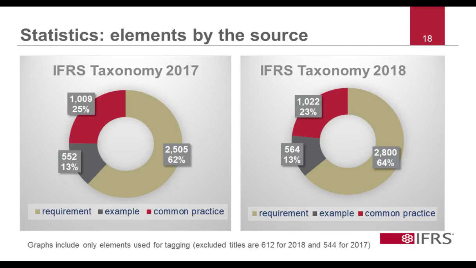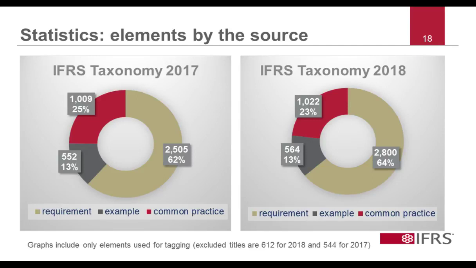In the 2018 IFRS Taxonomy, as you can see in the slide, the most substantive changes were adding elements related to presentation and disclosure requirements in the IFRS Standards. And as we discussed before, mostly they are coming from IFRS 17 insurance contracts, but some of them were also related to those additional disclosures from amendments to IFRS 4.